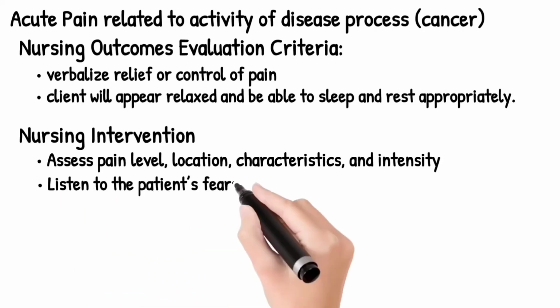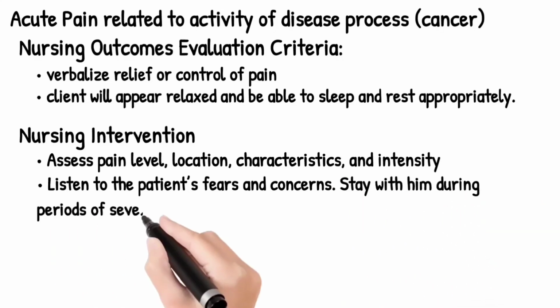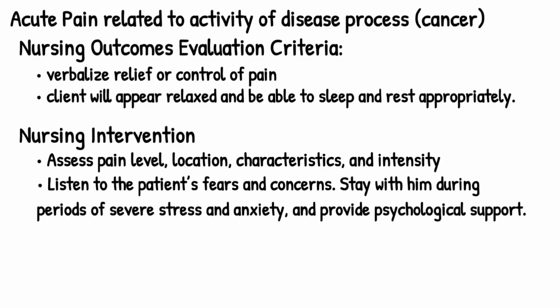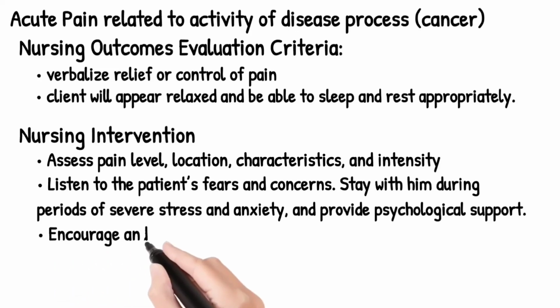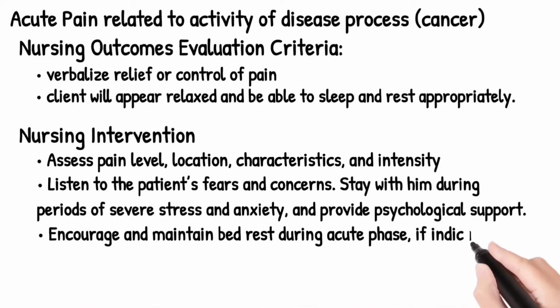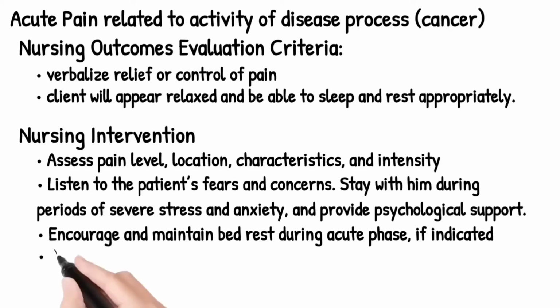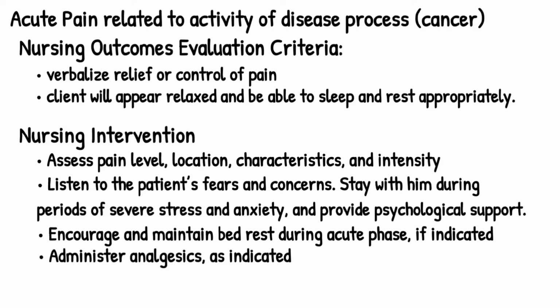Second is listen to patient's fears and concerns. Stay with him during periods of severe stress and anxiety and provide psychological support. The rationale for this is reduction of anxiety and fear can promote relaxation and comfort. Next is encourage and maintain bed rest during acute phase, if indicated. The rationale is it minimizes stimulation and promotes relaxation. Last is administer analgesics as indicated. This may reduce or control pain and decrease stimulation of sympathetic nervous system.